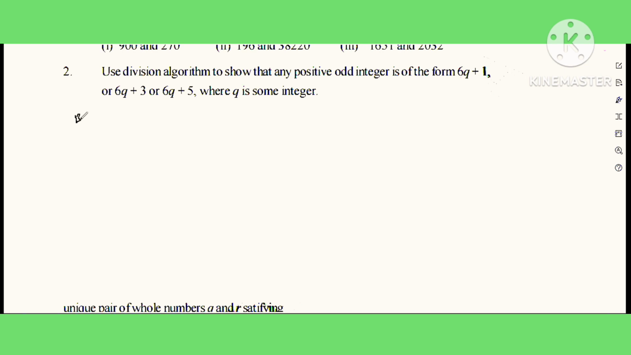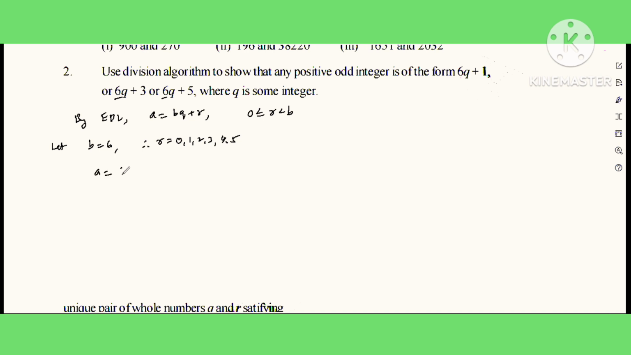By using Euclid division lemma, Euclid division algorithm, a equal to 6q plus r, and the condition 0 less than or equal to r less than b, where a, b are positive integers. Now we have to assume b; let b equal to 6. If 6 is given, I'm taking 6. So when b equals 6, therefore remainder equals 0 or 1 or 2 or 3 or 4 or 5. You should write all this.